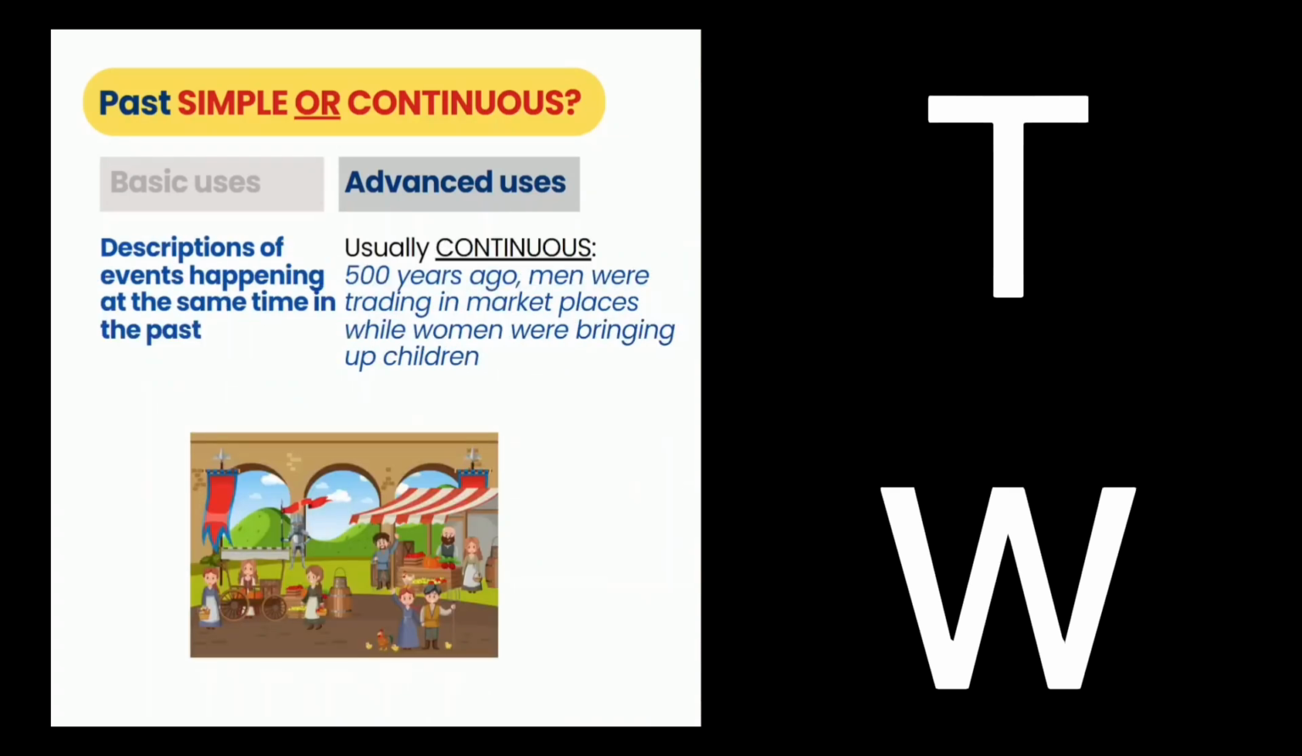If you're describing events happening at the same time in the past, you could use the continuous form. 500 years ago, men were trading in marketplaces while women were bringing up children. These things were happening at the same time. Men were trading in marketplaces, women were bringing up children, not one followed by the other, but two events side by side happening together at the same time.